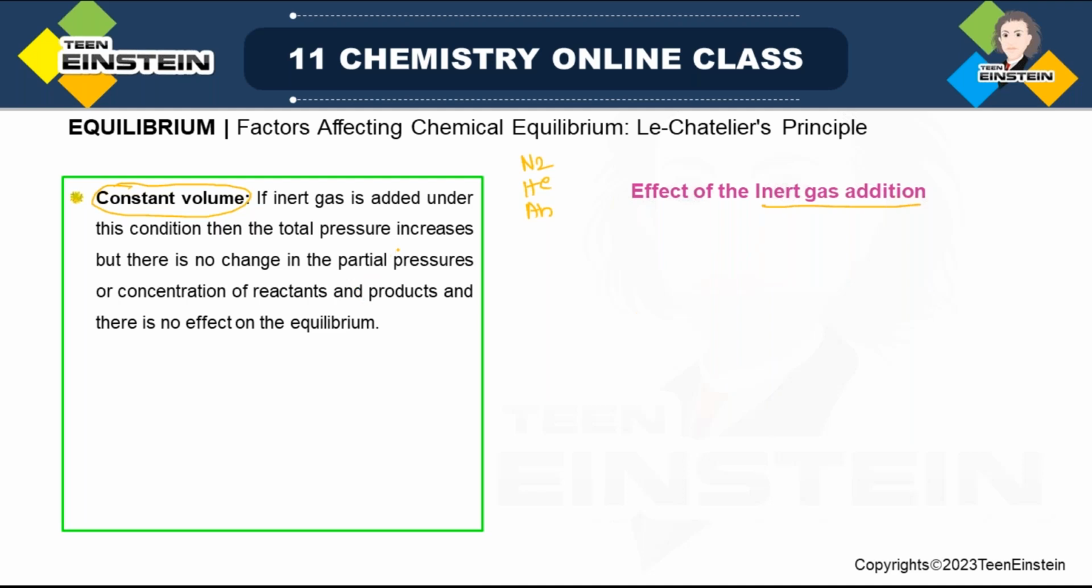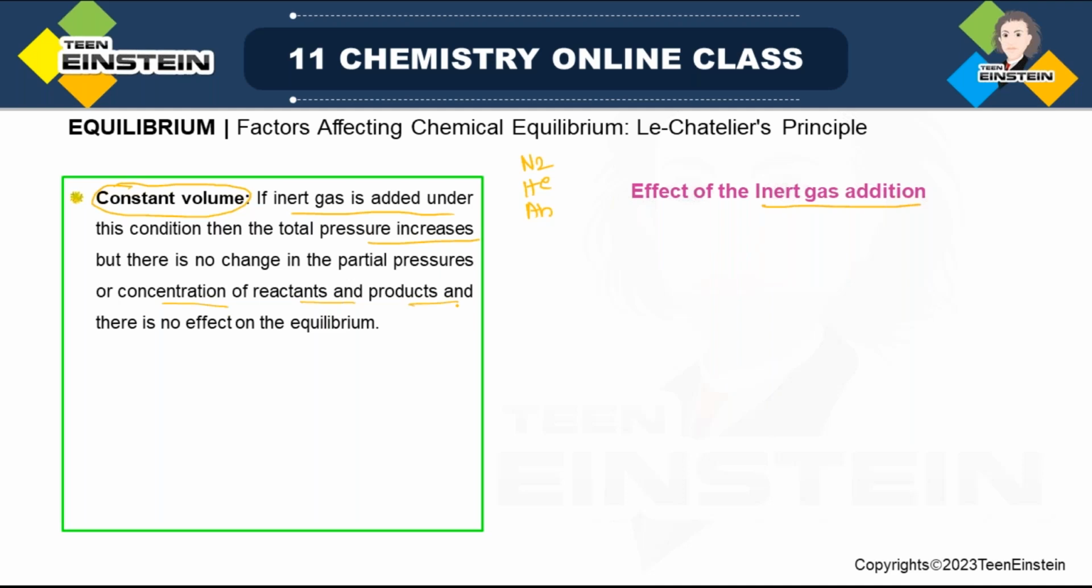So under the condition of constant volume, if we are adding some inert gases, then what will happen? Under this condition, obviously the total pressure will increase, because we are adding more gas from outside. But there is no change in the partial pressure or concentration of the reactants and products. And that is the reason there is no effect on the equilibrium. So as long as you are maintaining constant volume, what will happen?